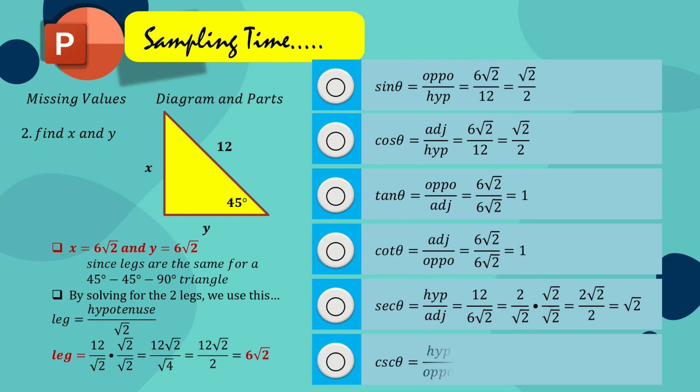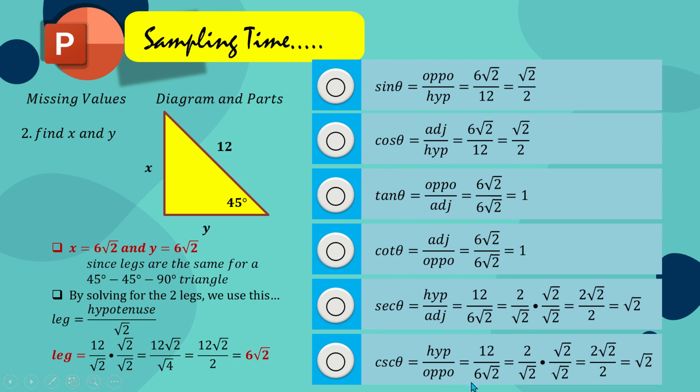Then lastly, cosecant. Parehas po ang answer. Why? Cosecant is hypotenuse 12 over opposite which is x. Nga atong x kay 6 square root of 2 man. So mao ra gihapon 12 divided by 6 square root of 2. Same ang solution sa second function.